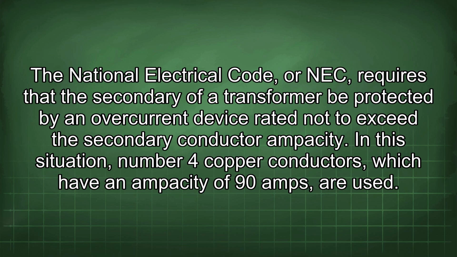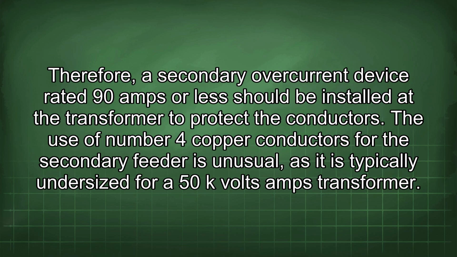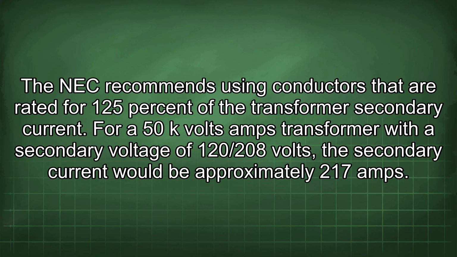In this situation, number 4 copper conductors, which have an ampacity of 90 amps, are used. Therefore, a secondary overcurrent device rated 90 amps or less should be installed at the transformer to protect the conductors. The use of number 4 copper conductors for the secondary feeder is unusual, as it is typically undersized for a 50 kV transformer. The NEC recommends using conductors that are rated for 125% of the transformer secondary current.